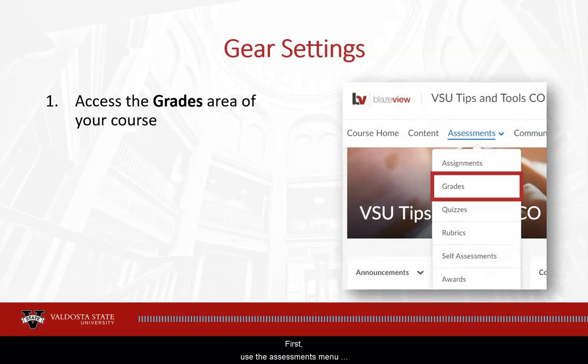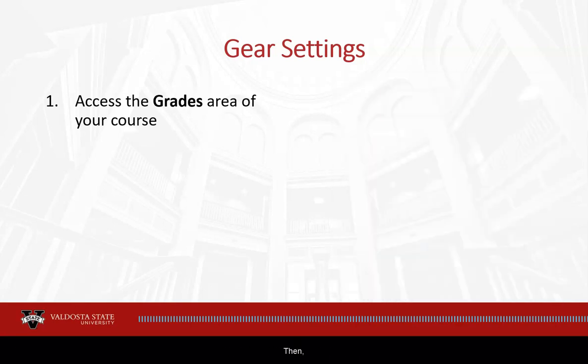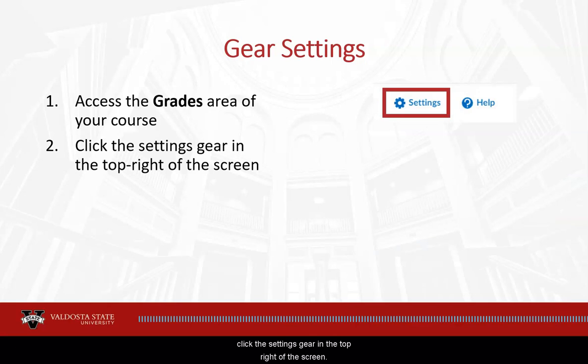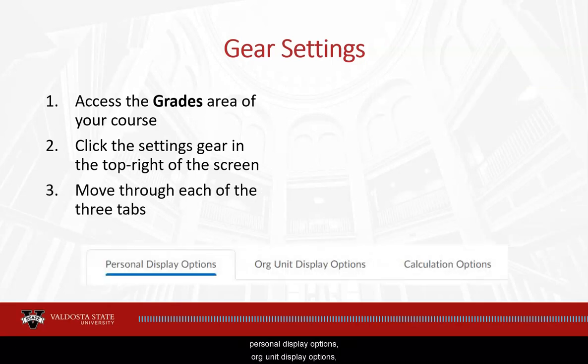First, use the Assessments menu in your course to access the Grades area. Then, click the Settings gear in the top right of the screen. This group of settings is divided into 3 tabs: Personal Display Options, Org Unit Display Options, and Calculation Options.